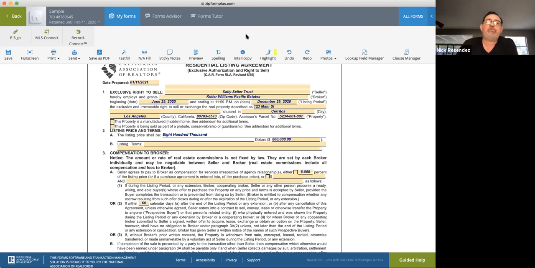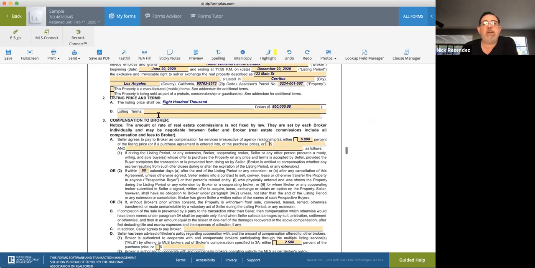Extremely important. Next paragraph or next part of this, we are identifying the property. Okay, address. We've got our city, we've got our county, we've got our zip code, we've got our parcel number, which we can find in the tax record, and boom, there we go. There's a couple of check boxes here for manufactured home, probate, conservatorship, guardianship, in which case, if that is the case, we would attach additional documents, some advisories or addendums, like a probate listing addendum would be added if it's a probate, okay?